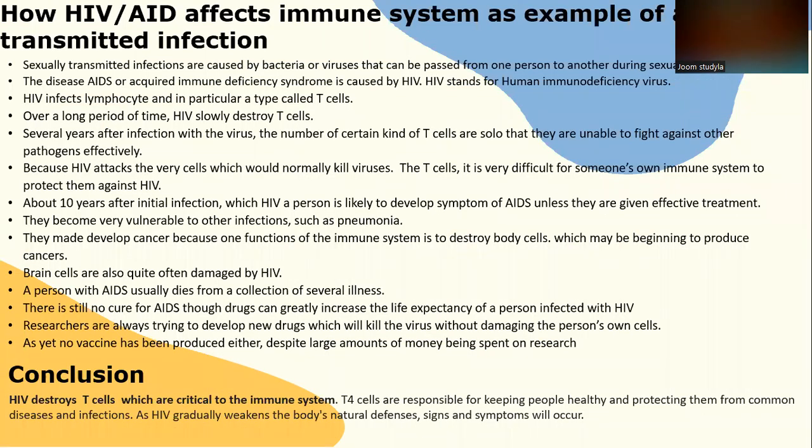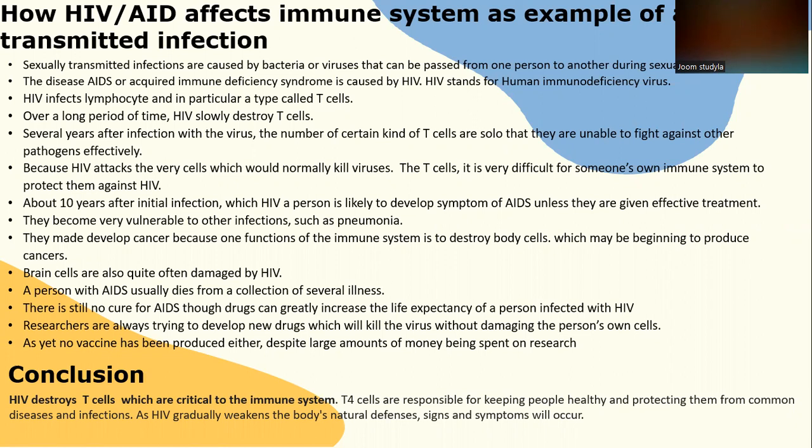Let's look at how HIV/AIDS affects the immune system as an example of a sexually transmitted infection. Sexually transmitted infections are caused by bacteria or viruses that can be passed from one person to another during sexual intercourse. The disease AIDS, or acquired immune deficiency syndrome, is caused by HIV. HIV stands for human immunodeficiency virus.